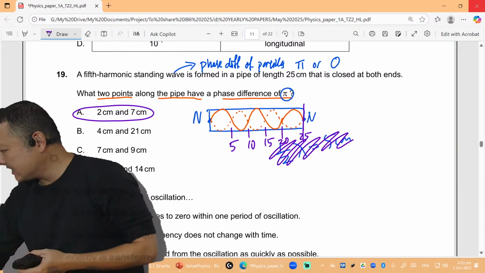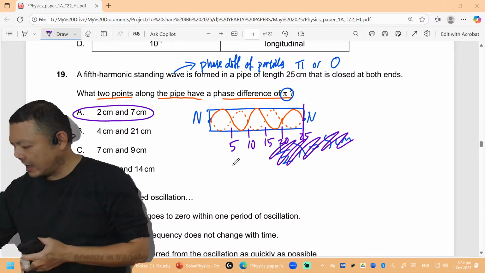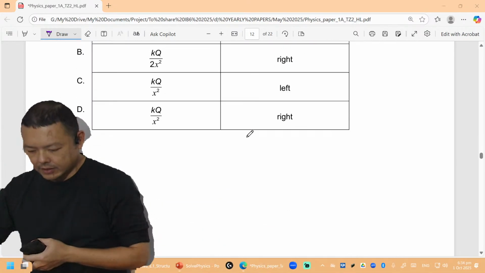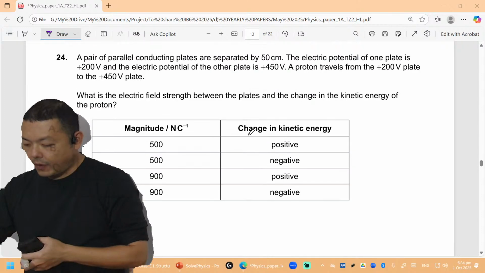Alright, that's for 19. The other class didn't ask about this. I don't know whether they understand. Okay, next one is what? 24? Do I do 24?